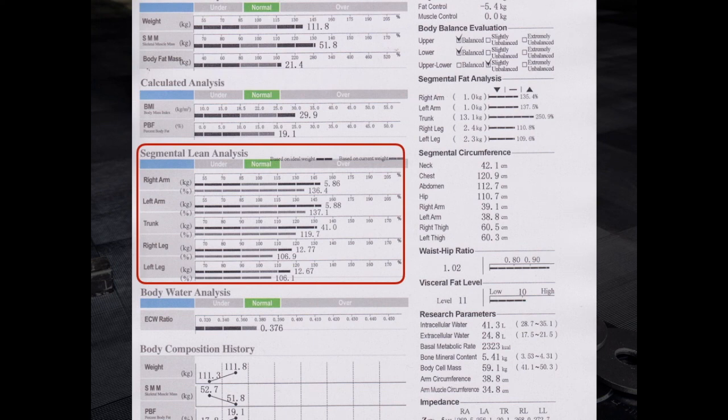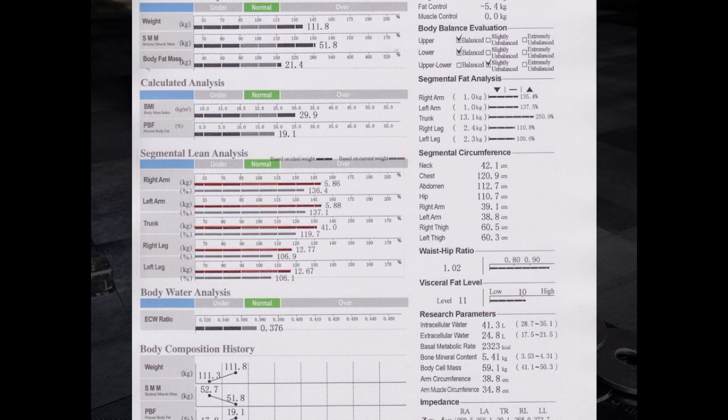Segmental lean analysis breaks your body into 5 parts: the arms, the legs, and the trunk, and it shows the soft lean analysis of each. All body parts have an upper and a lower bar, and the length of each is represented by a percentage scale at the top, where 100% is considered to be sufficient. The length of the upper bar is based on your ideal target weight, with your actual weight in kilograms at the end of that bar.